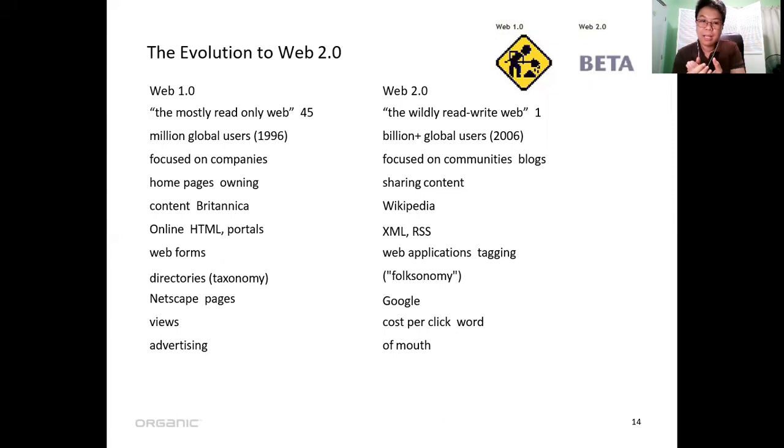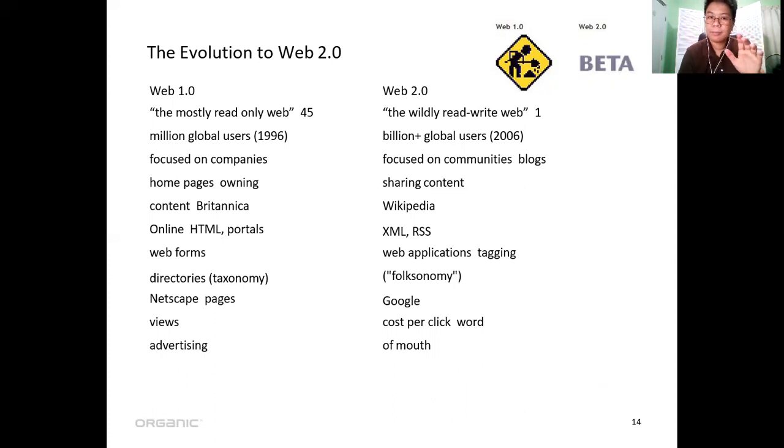Okay, so XML, and then you have web applications tagging. And then of course you have Google. So before it was Netscape and now Google is in Web 2.0. And then of course, the views now became cost per click, and then of course word of mouth. So nag-expand po yung Web 2.0.